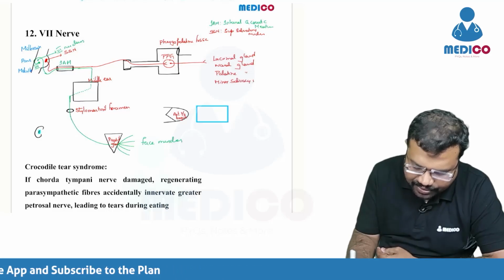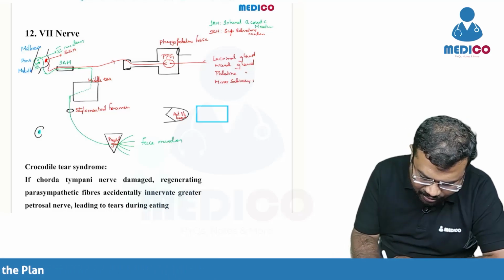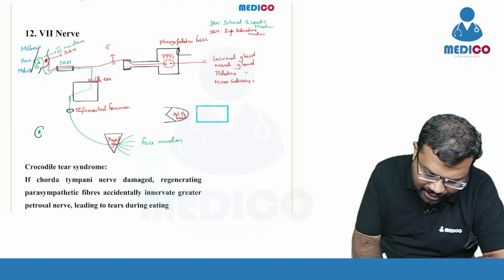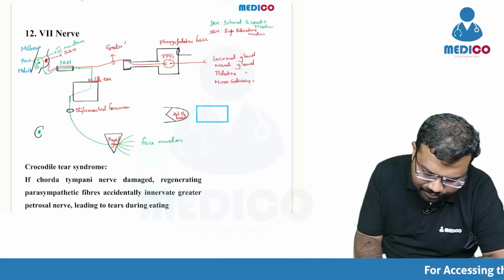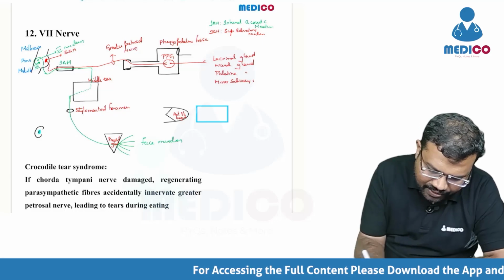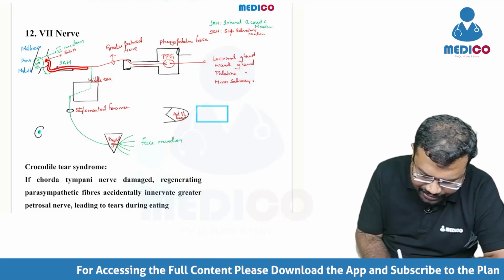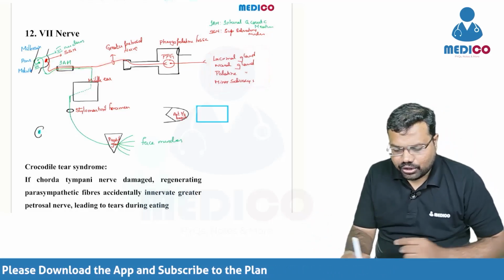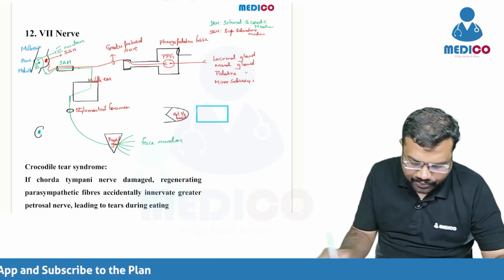Minor salivary glands. And the nerve which is supplying towards the pterygopalatine ganglion is called the greater petrosal nerve. So, superior salivatory nucleus fibers will deviate as the greater petrosal nerve to supply these glands through the pterygopalatine ganglion.